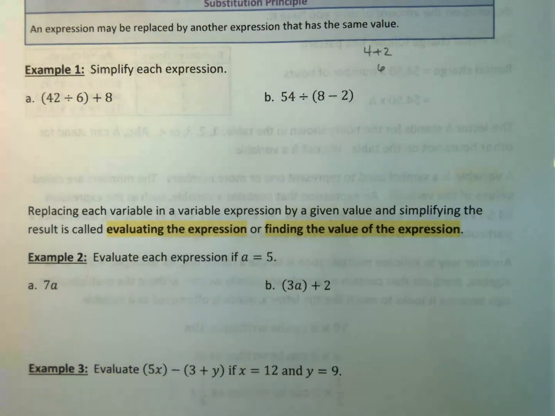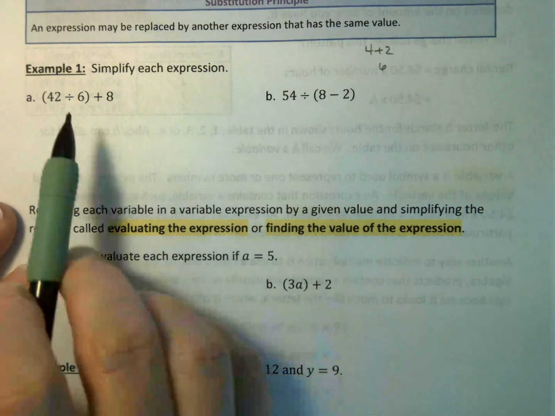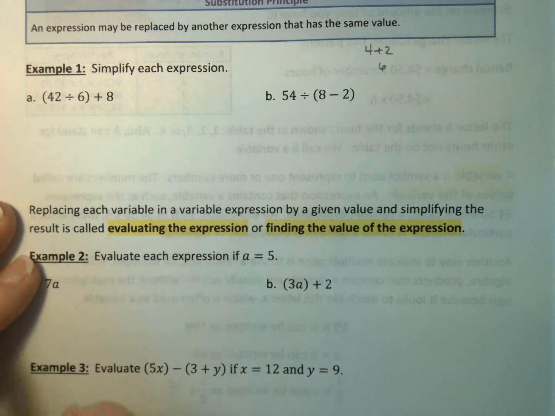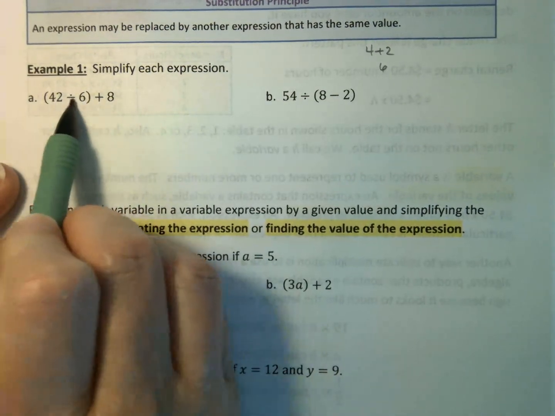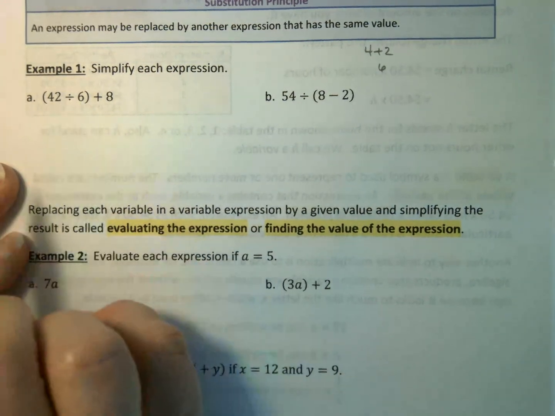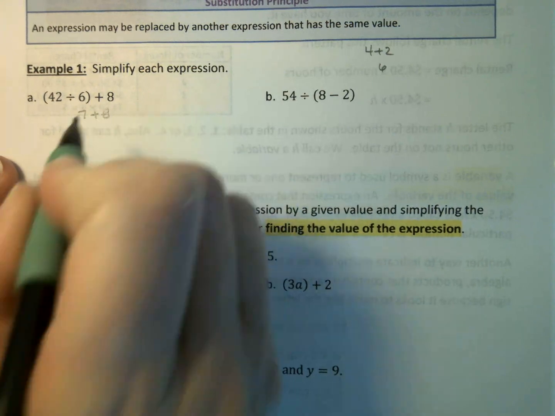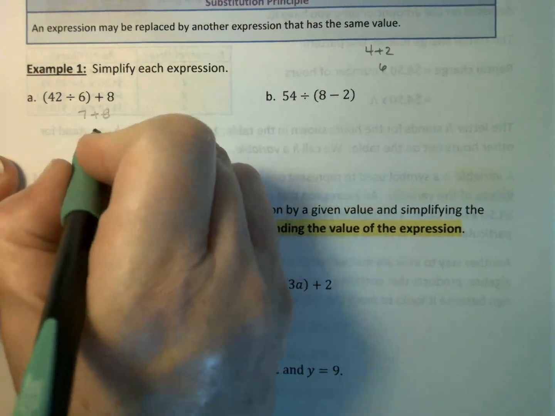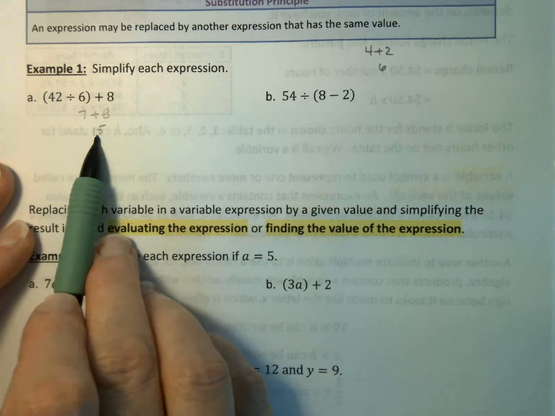Okay, so example 1 says simplify each expression. So these are numerical expressions. What we want to do is see if we can reduce it down to a single number, and we're going to follow the order of operations. So we're going to take care of our parentheses first. So 42 divided by 6 is 7. Then we're going to take care of our addition, which is 15. So this is in simplest form. I can't break this down any further.